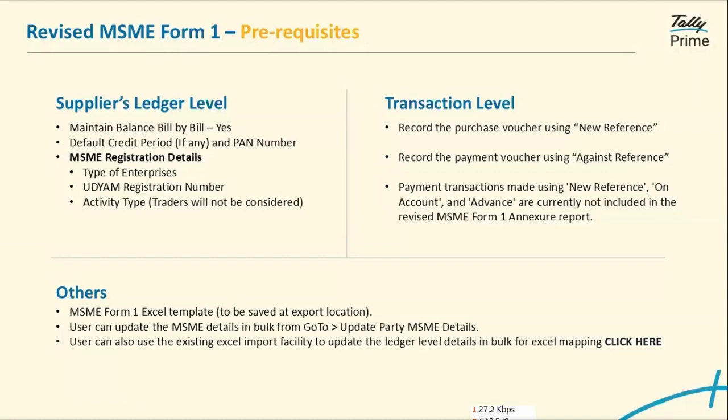If you want to do it by Excel import, that is also possible. You can prepare an Excel with basic columns like party name, MSME number, PAN number, activity type and whatever mandatory details are there, and by doing the Excel mapping in Tally, you can import it in bulk. So these are the prerequisites before you start using the revised MSME Form 1.